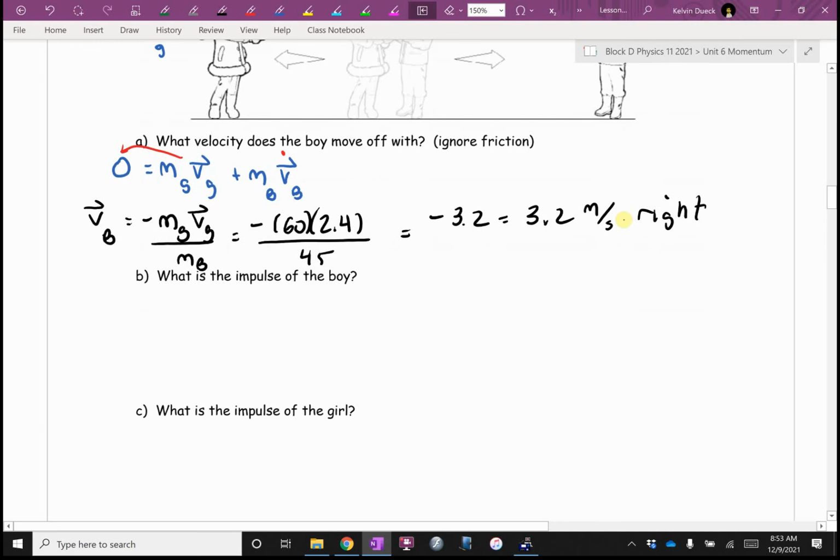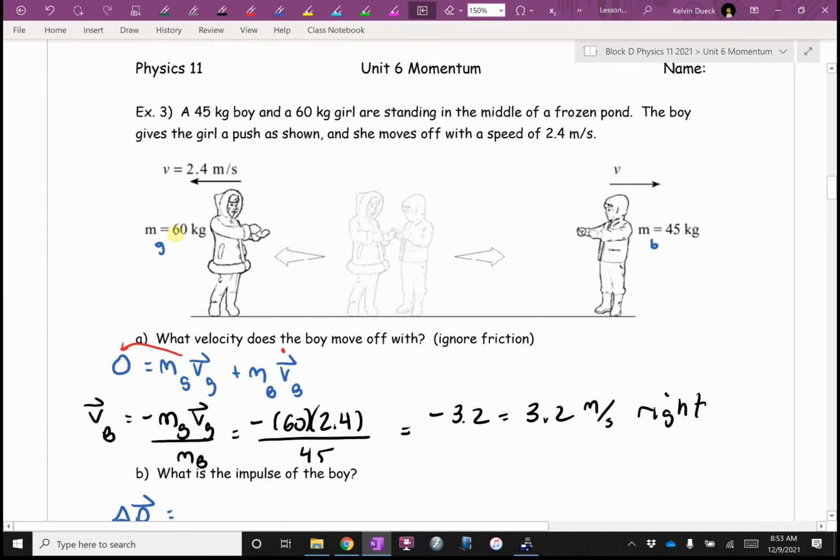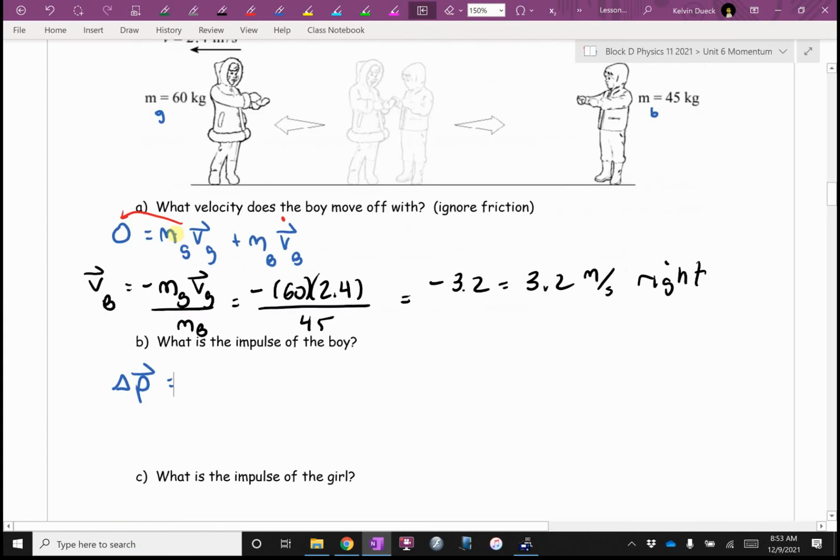What does B want me to find? What's another word for impulse, everybody? Change in momentum. So what's change? That's that delta. How do you think I'm going to find the impulse of this boy? Force times time? How do you know? I don't see a force or a time here. So how am I going to find impulse? Mass times change in velocity. Yeah, I'm going to go mv final minus mv initial.